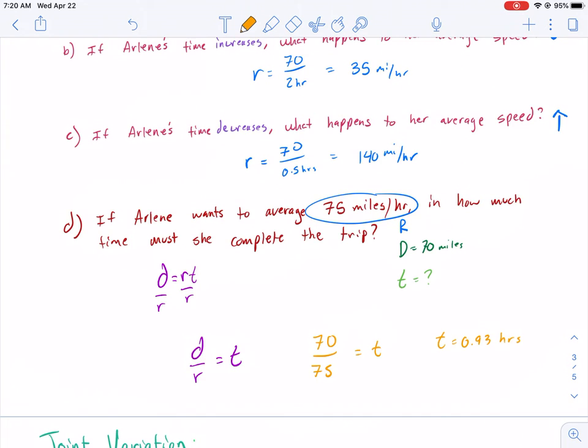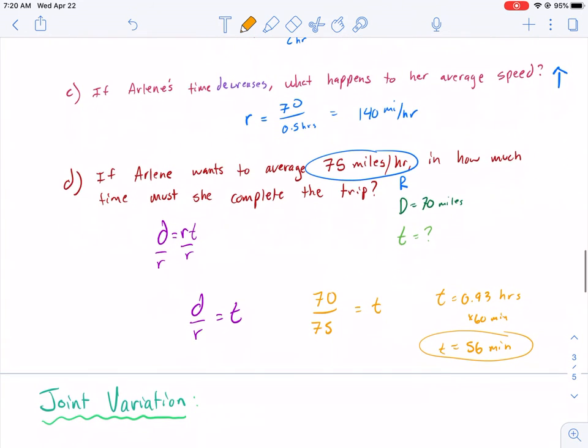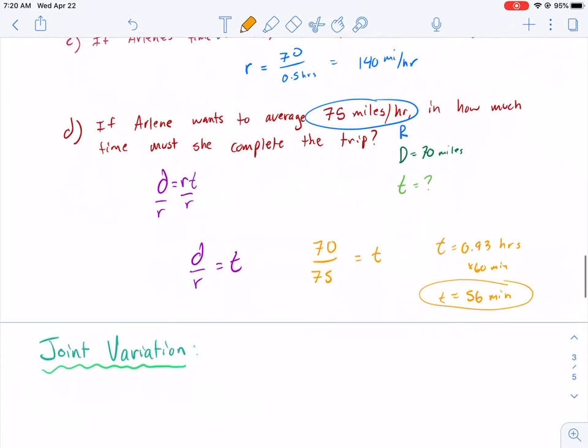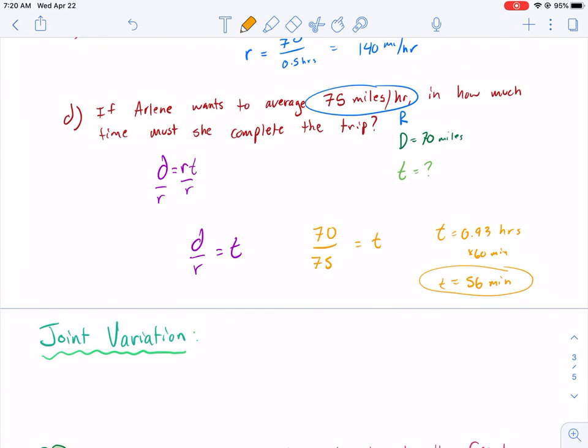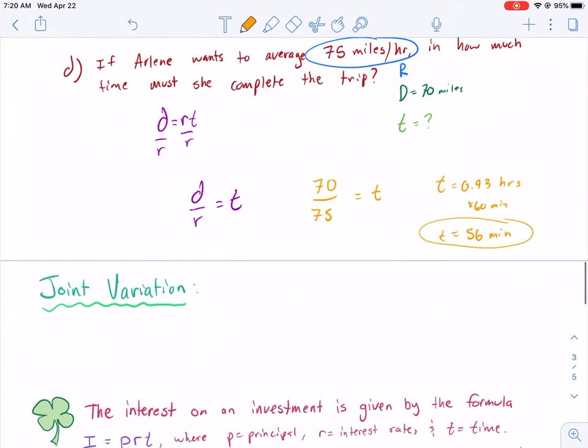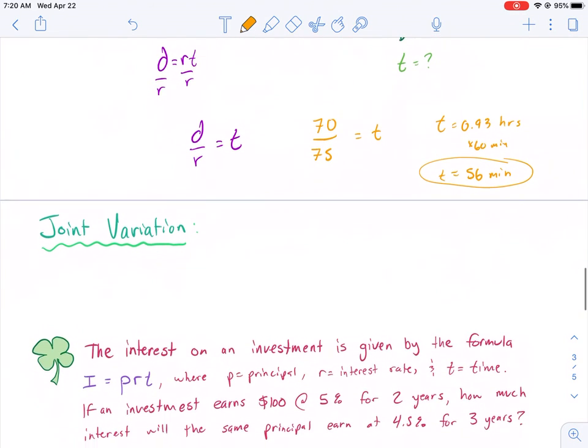No one ever talks about it in that way, so I'm going to multiply this by 60 minutes in an hour, and I can convert it to minutes, which is 56 minutes, and that's my time. So if she wants to average 75 miles an hour, she needs to cut 4 minutes off her time. Or if she wants to cut 4 minutes off her time, she needs to increase her speed from 70 miles an hour to 75 miles an hour.